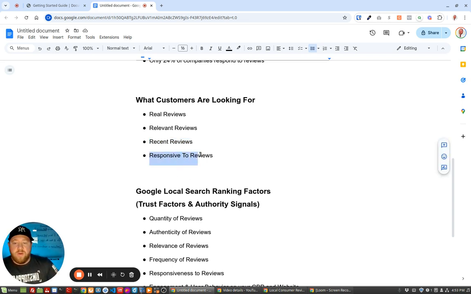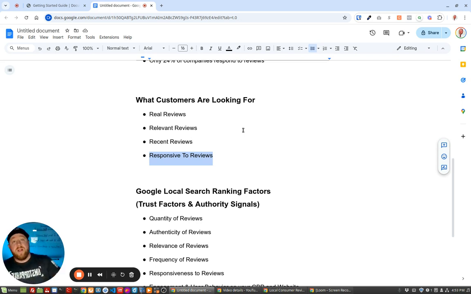So the next one is going to be responsive to reviews. So are you actually responding to reviews? Are you not responding at all? Are you responding with the same generic one line? Or are you going into detail and showing that you actually care and you appreciate their business and you appreciate them taking the time to leave you a review?